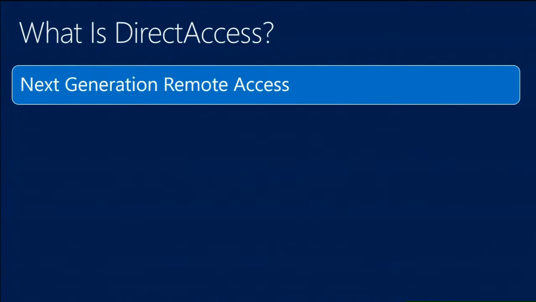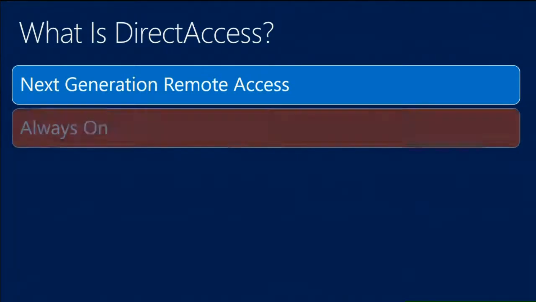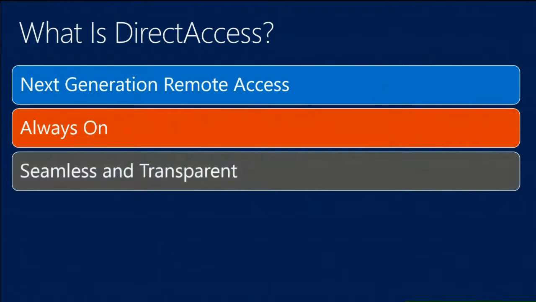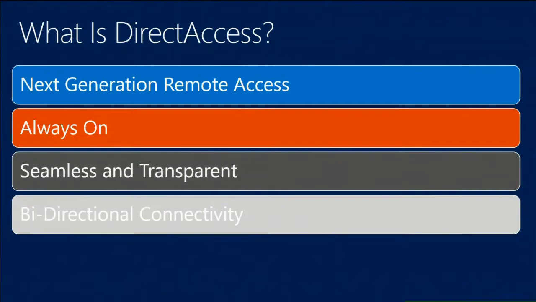It is the next generation of remote access that provides always-on, seamless and transparent remote corporate network connectivity for our managed clients. Unlike traditional VPN solutions, it does support bi-directional connectivity. So that means not only does the user have the ability to access corporate data and applications that are on premises remotely, I have the ability as a systems administrator on premises to reach out and touch my direct access clients anytime they are connected.